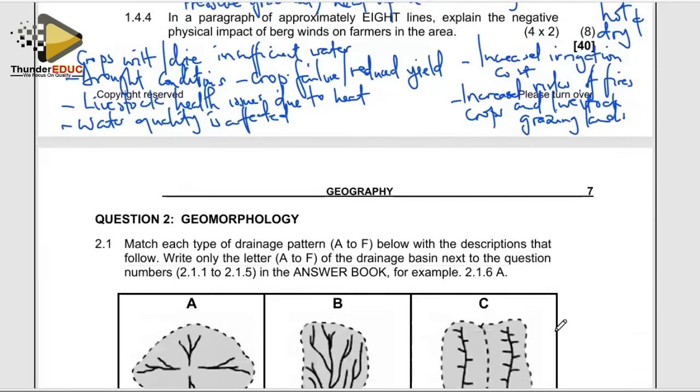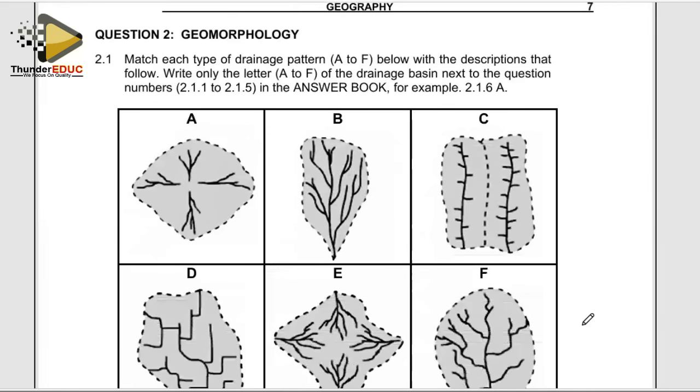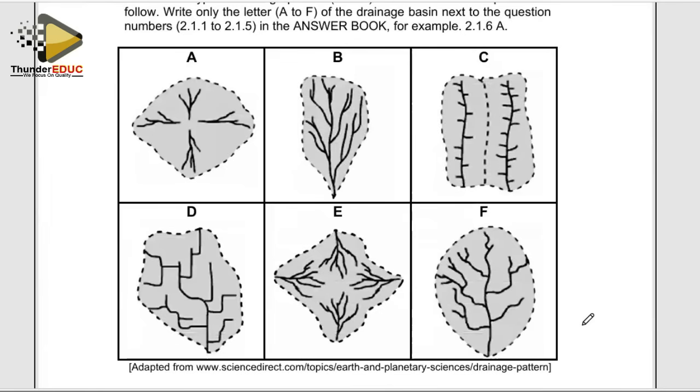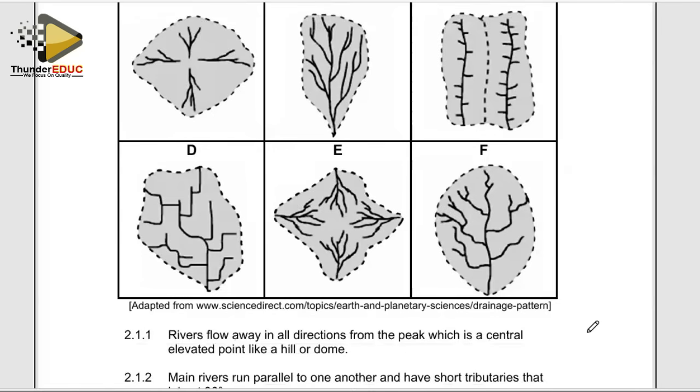That was question number 1. We move on to question number 2. Question number 2 is giving us an illustration of a number of drainage patterns. We're going to use those patterns to answer the questions. Right. If we look at these patterns here, we are seeing how they differ from each other in terms of the arrangement of the streams.